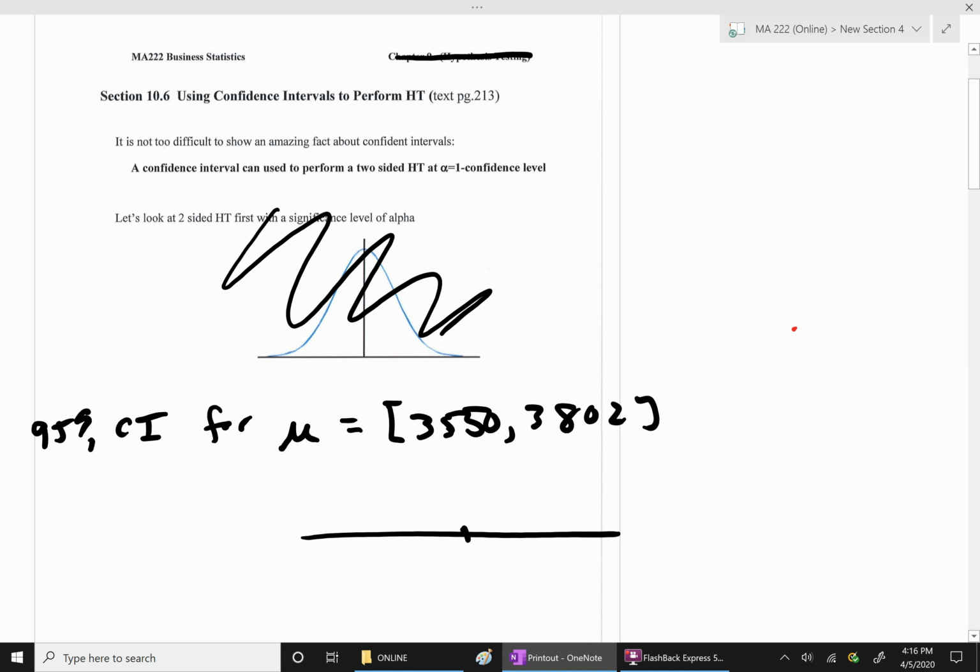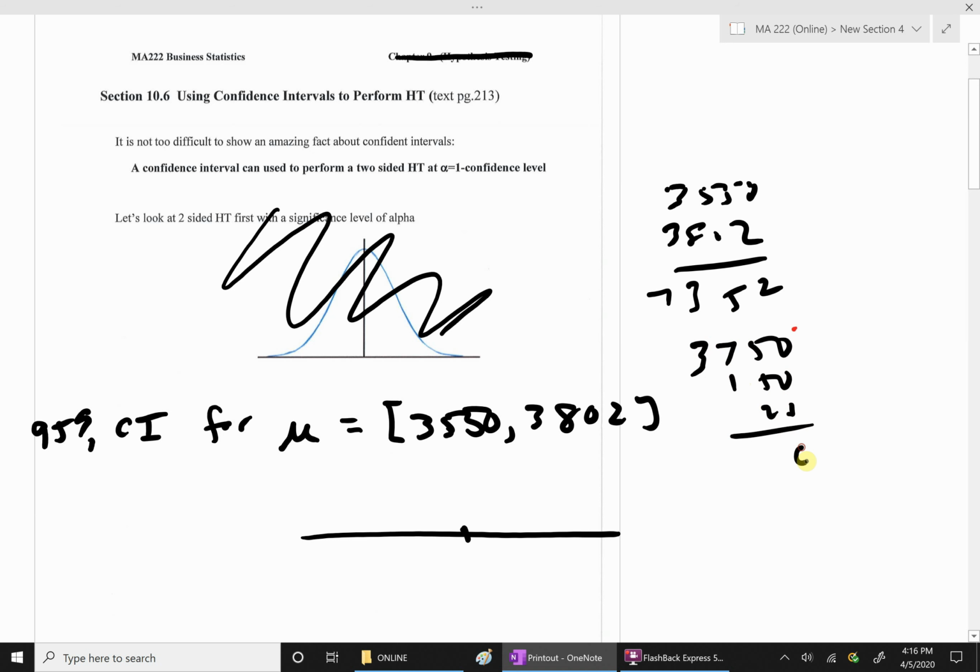And so his actual sample mean would have been here. We could take the average of these two, right? So if we went ahead, we could just do this really quick: 3,550 plus 3,802, divided by two, so we'd end up getting 3,676. So this was his mu hat. And this was his confidence interval.